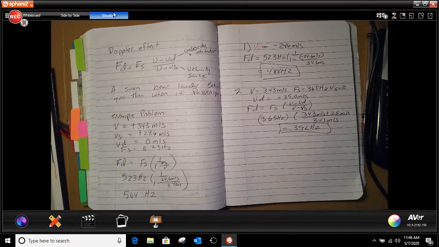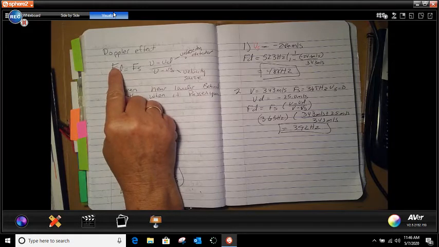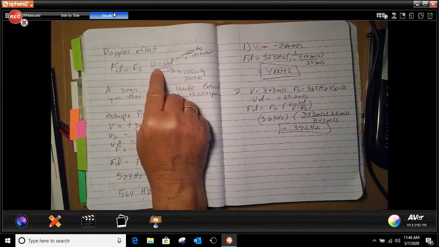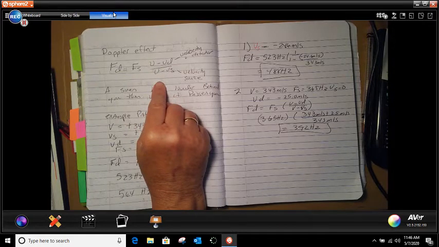Okay? So then we have what's called the Doppler effect. The Doppler effect has to do with this equation, which is the frequency perceived by the detector is equal to the velocity of the detector relative to the velocity of the wave, divided by the velocity of the source relative to the velocity of the wave, multiplied by the wave frequency.